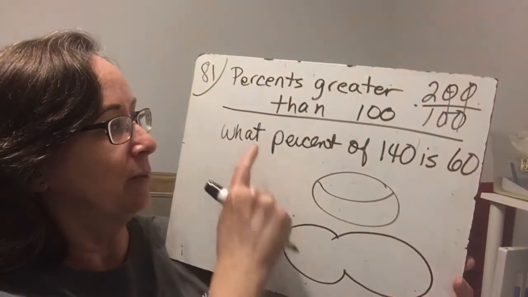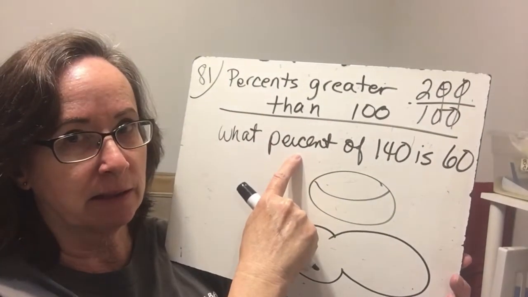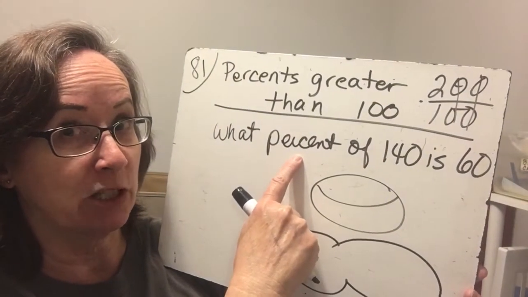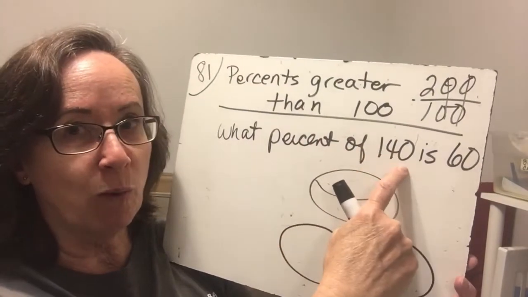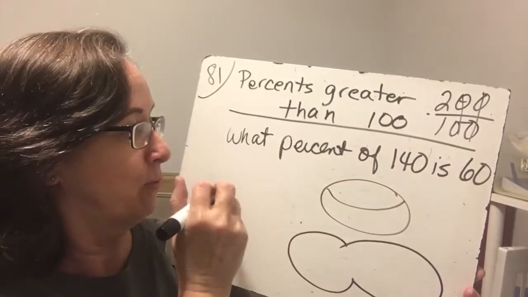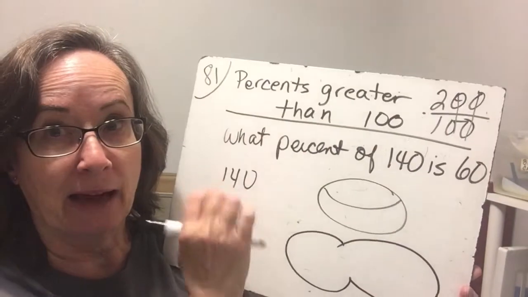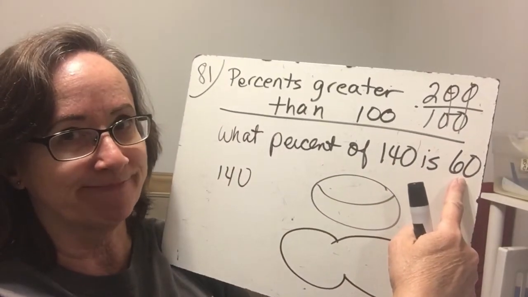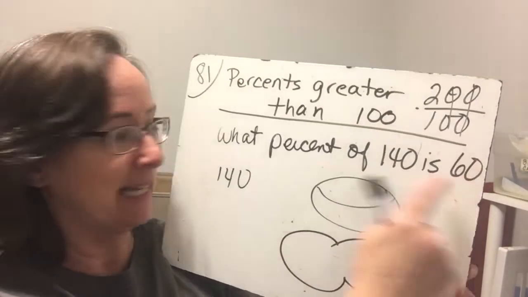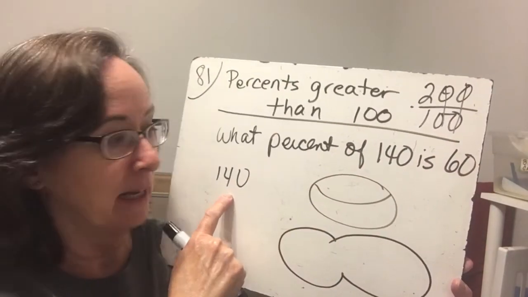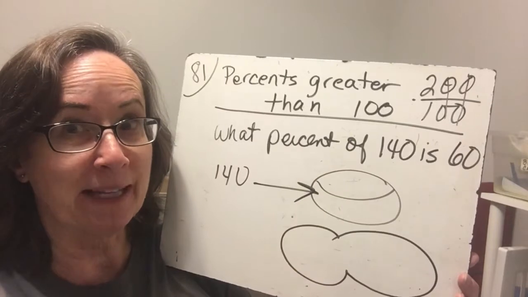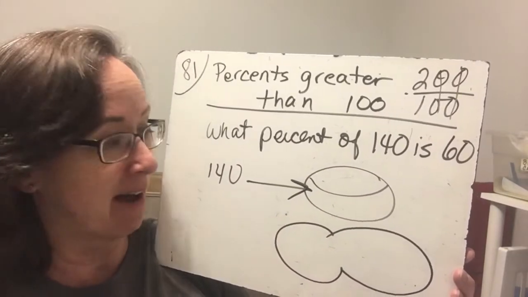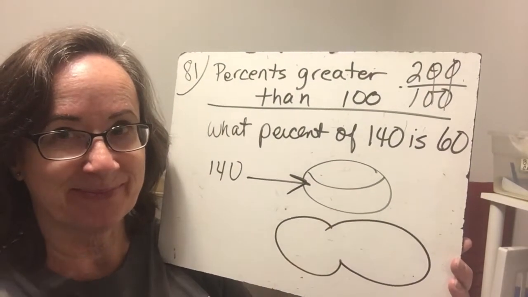Okay, so this one says what percent, which we don't know what that percentage is, of 140, so the 140 number would be the one on the left, right? Of goes on the left, is 60. This 60 is splitting up this number, isn't it? So we would use the split diagram for that one, not the peanut diagram.